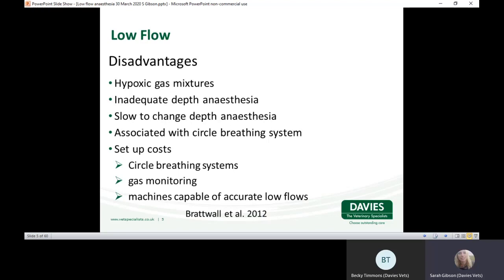A circle breathing system is used for low flow anaesthesia, and there are disadvantages associated with this. Although low flow anaesthesia can potentially save a huge amount of money, there are equipment costs during the setup, the breathing systems, gas monitoring, and machines capable of accurate low flows. We find ourselves in a situation now with COVID where we need to adapt to using low flow anaesthesia, possibly without all the equipment and monitoring that we would ideally have, so we will address this later.